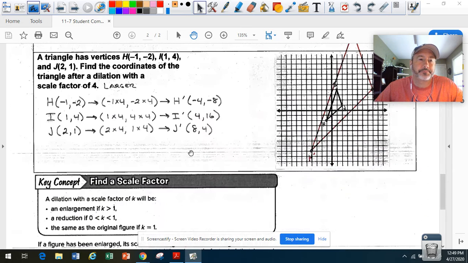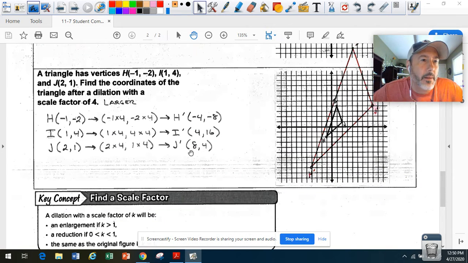Moving right along. Okay, it says right here, a triangle has vertices H, I, and J. So what you're going to do, you're going to mark these points. Here's your H. Here's your I, and here's your J. Mark those, draw your lines, get your coordinates, and find the coordinates of the triangle after dilation of a scale factor of 4. 4 is greater than 1. Since it's greater than 1, it's going to be larger. So take each of these coordinates, multiply it times 4, and that gets us our new coordinates for our new triangle.